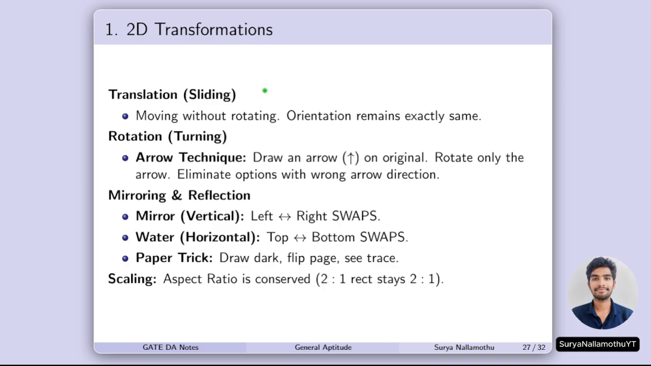And the 2D transformations. The 2D transformation is nothing but applying some operations like sliding, rotating, the arrow technique, the mirror technique, and the water technique. In the mirror, the reflection means we need to swap left and right, which we call the mirror image. The water image is nothing but swapping top to bottom. So the direction change from top to bottom is the water image, and the direction change from left to right is the mirror image.